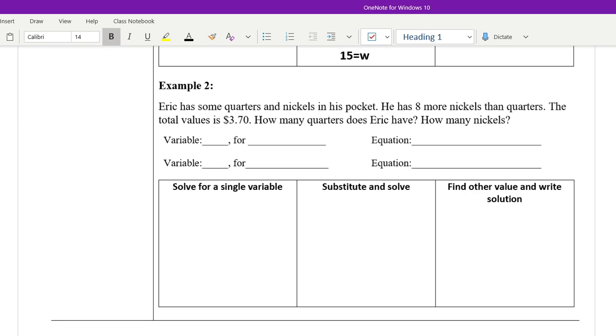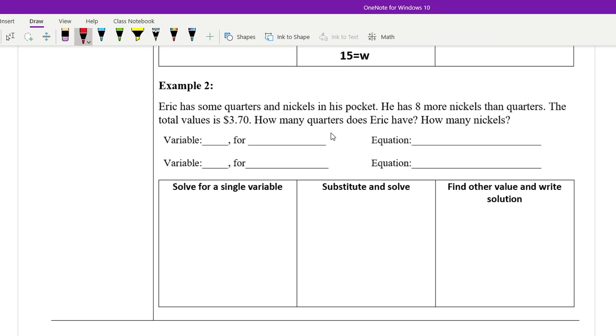Example number 2 goes back to our money. It's talking about quarters and nickels in his pocket. It tells us that he has 8 more nickels than quarters. The total value is $3.70. How many quarters? So how many quarters does Eric have? And how many nickels? It is asking for both the variables. So no matter how we set this up, we still need to find each variable.